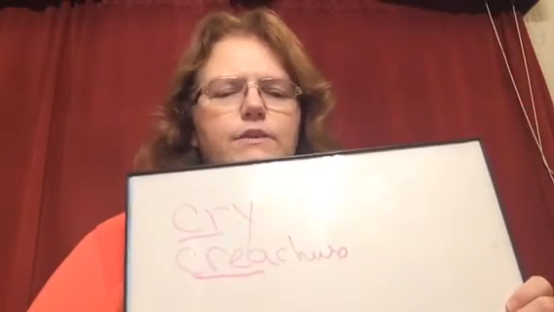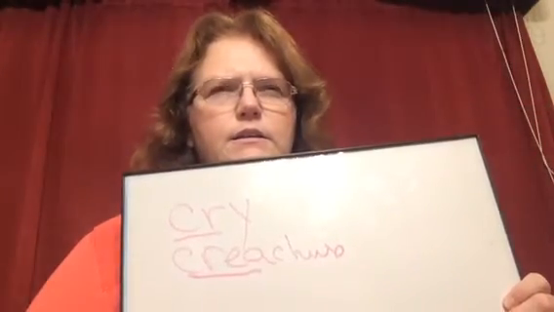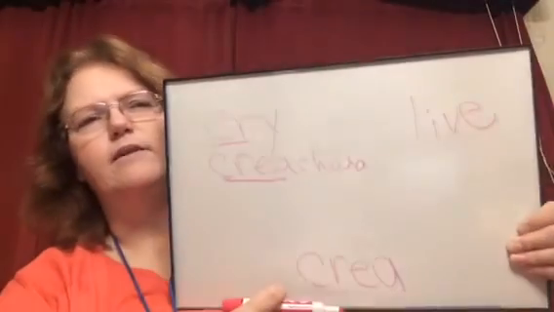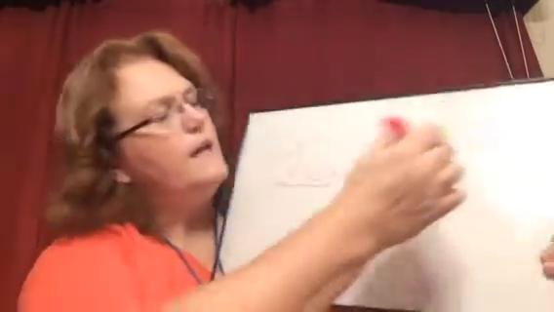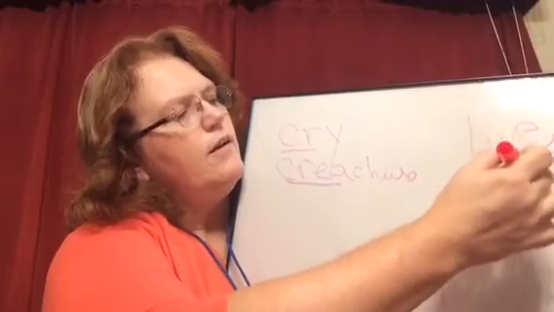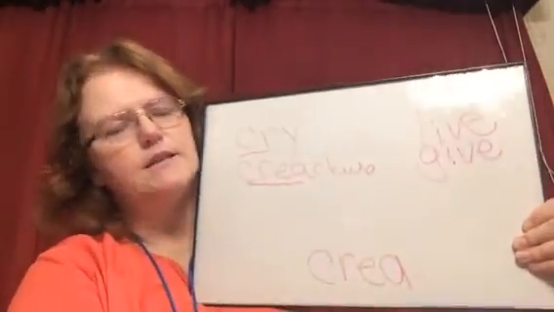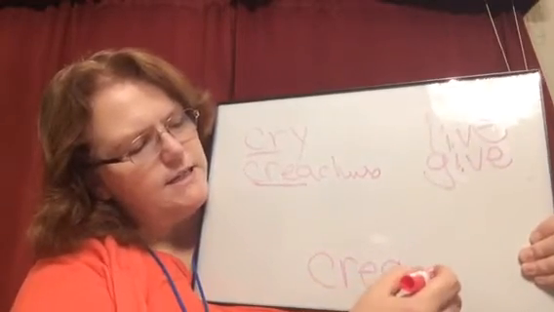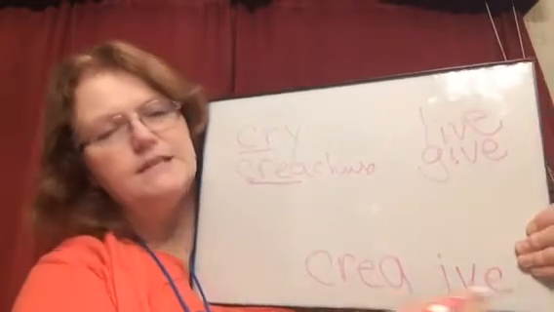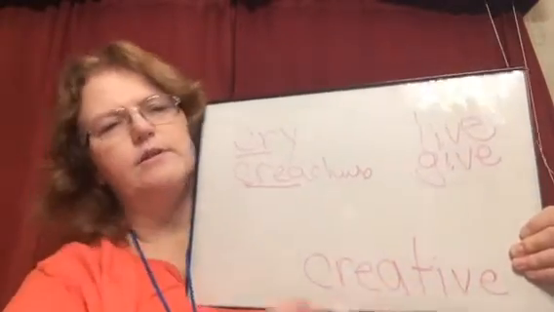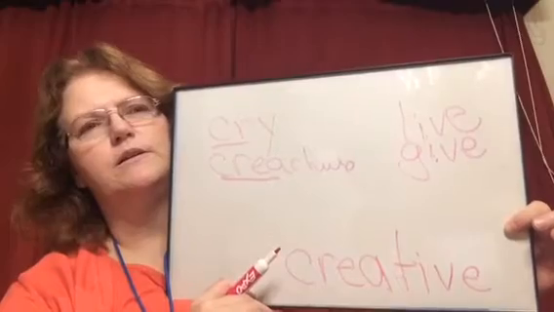Do we know any words that have iv at the end? Iv. Oh, I know one. How about live? Live. Or give. So I bet if we use that part at the end, we're going to have creative. Oh, I forgot my t, right? You're going to have to put the t in there. Creative. Look, we spelled the whole word. So that's what this is about.